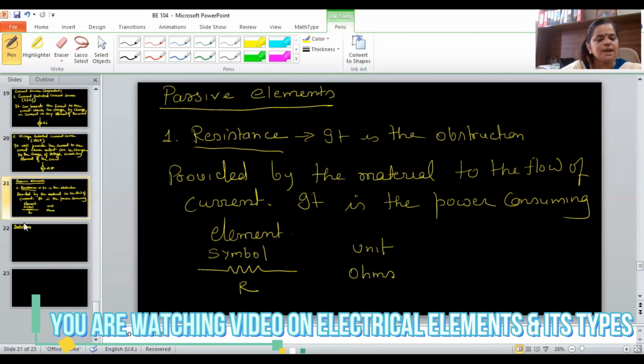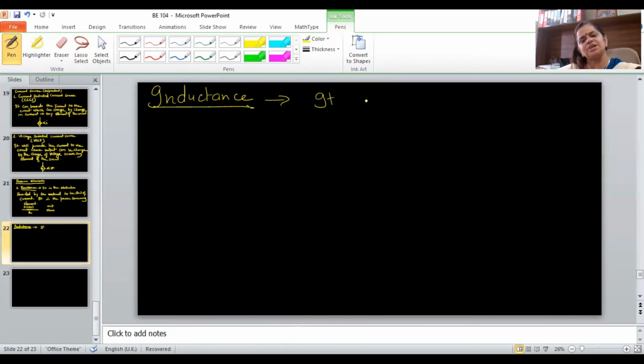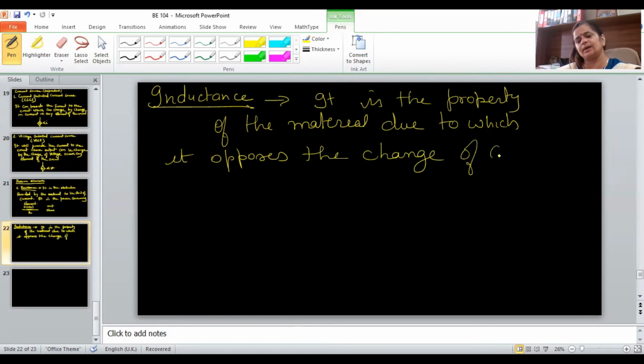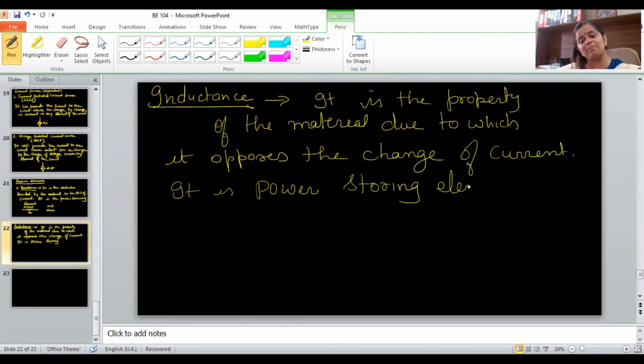Now come to the inductance. It is the property of the material due to which it opposes the change of current. It doesn't oppose the flow of current, but it opposes the change of current. It is the power storing element. It stores the power in terms of magnetic field. What is the symbol? Like this. This is the symbol and its unit is Henry.